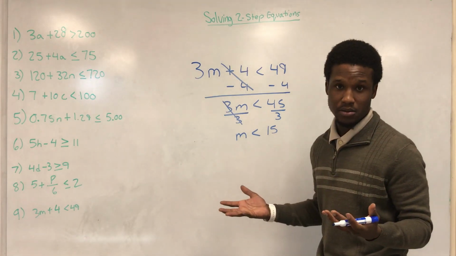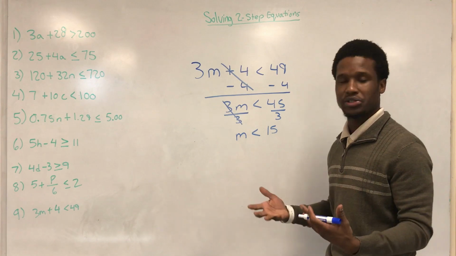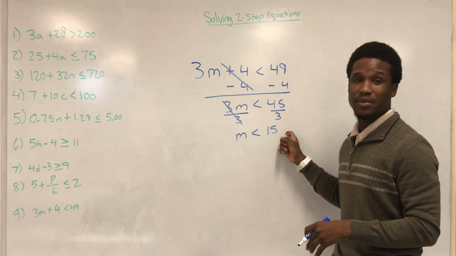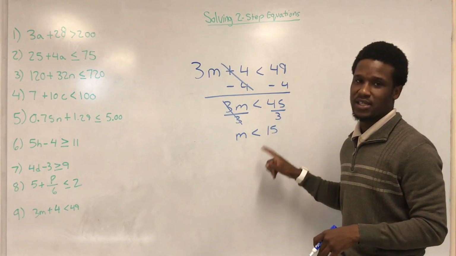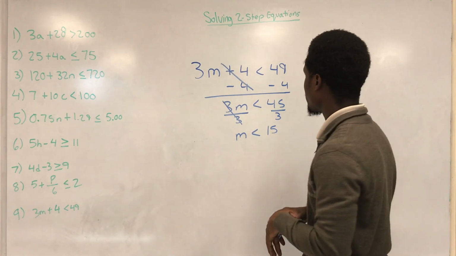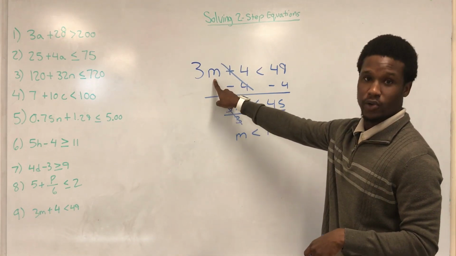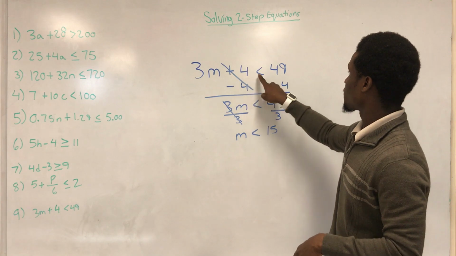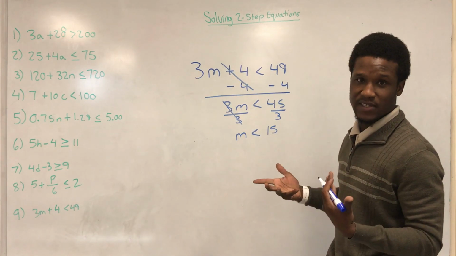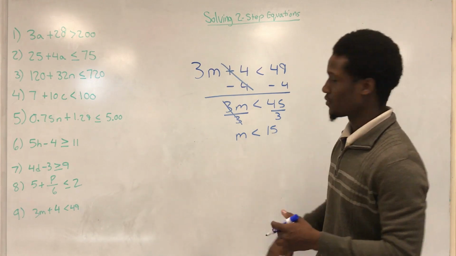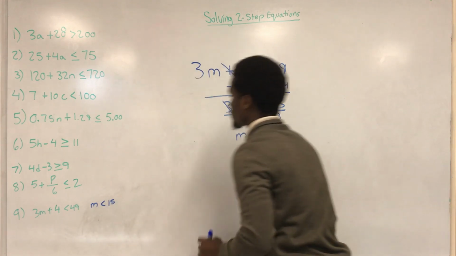Can m be 14? Is 14 less than 15? So yes, m can be 14, 13, 12, 11, but m cannot be 16. And since m is less than 15, it cannot be 15 either. We could plug it in and see if it's true. 3 times 15 is 45. 45 plus 4 is going to give us 49. So as long as it's less than 15, we're good. So m is less than 15. Excellent.